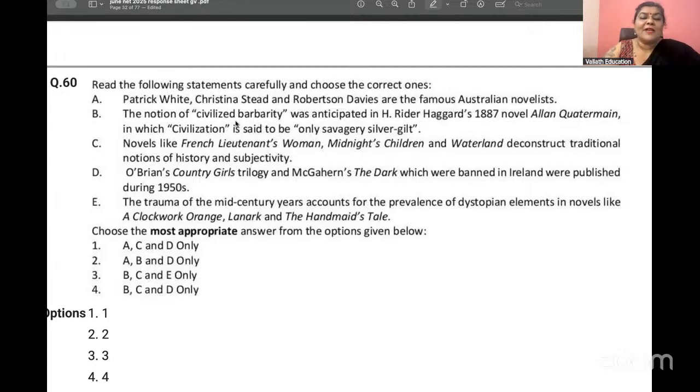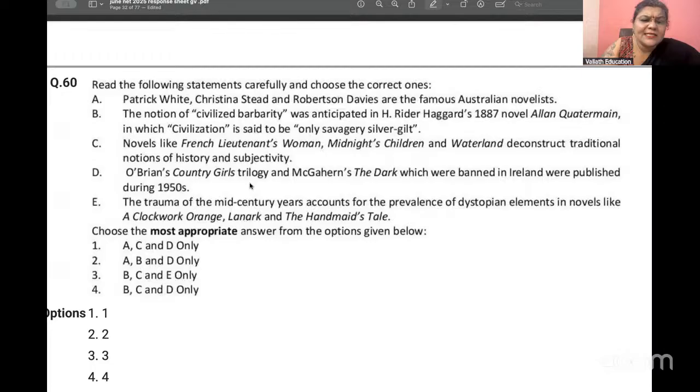The notion of civilized barbarity was anticipated by H. Rider Haggard's 1887 novel Alan Quatermain, in which civilization is maybe correct because it is so detailed, so descriptive. Maybe correct. Why should you think negatively? Maybe correct. Keep it aside. Novels like French Lieutenant's Woman. Yes, I know that. Novels like French Lieutenant's Woman, Midnight's Children, Waterland deconstruct traditional notions of history and subjectivity. Absolutely correct. C is completely correct.